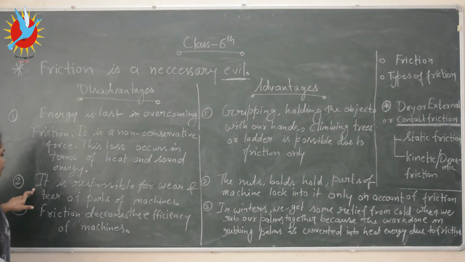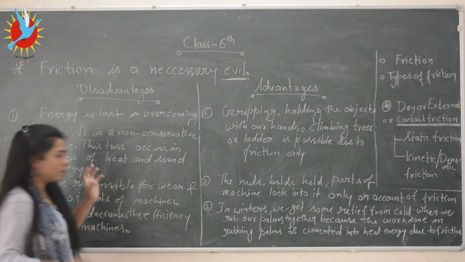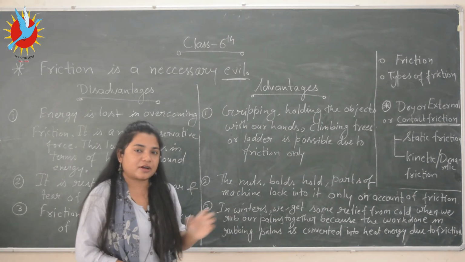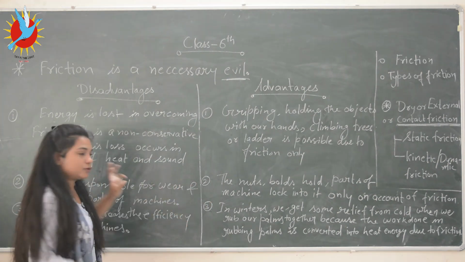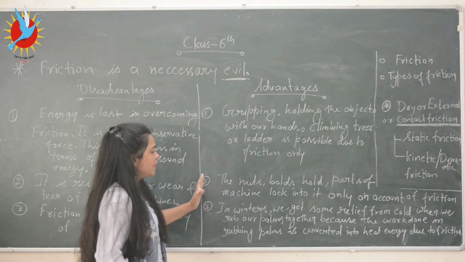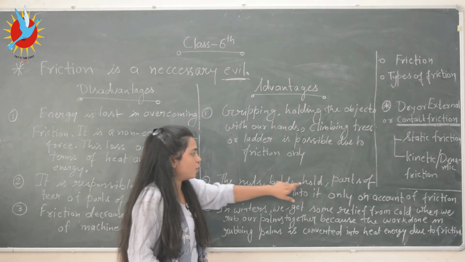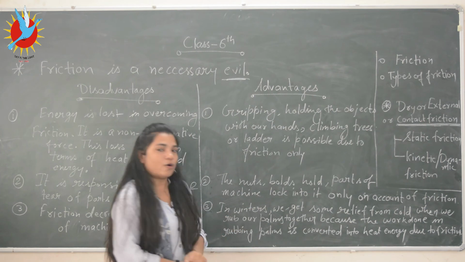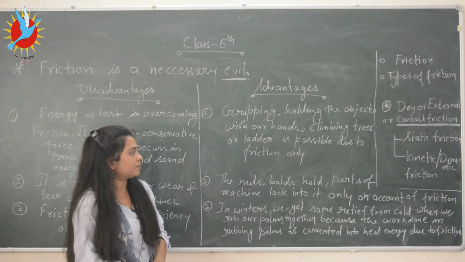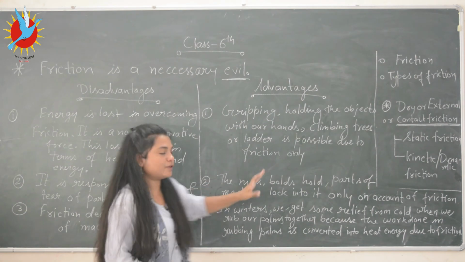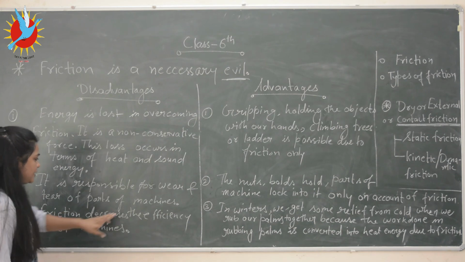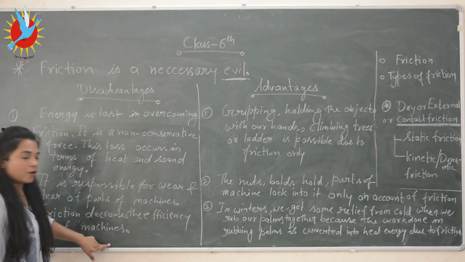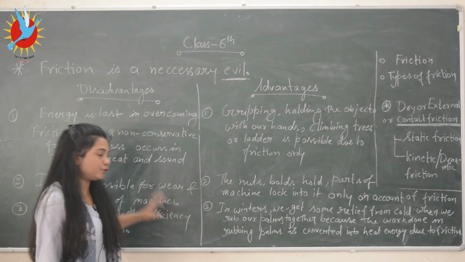Number 2, it is responsible for wear and tear of parts of machines. That is why machines need extra care. They need greasing, oiling, and cleaning every day to overcome friction. But what is the advantage? The nuts and bolts hold, and the parts of the machine lock into place only on account of friction. Now, friction decreases the efficiency of machines, because the parts will get disturbed due to friction.